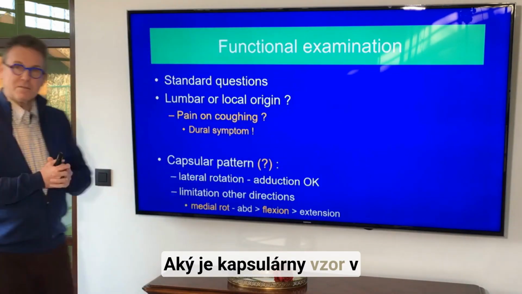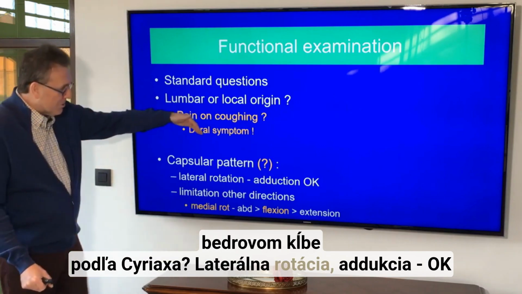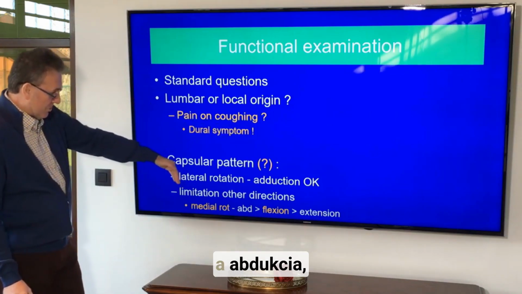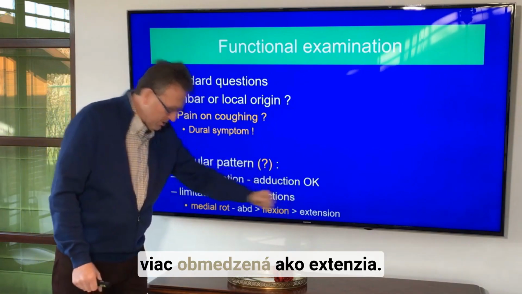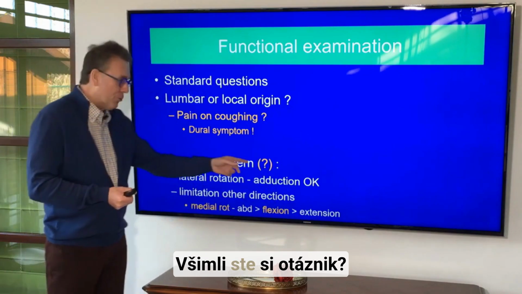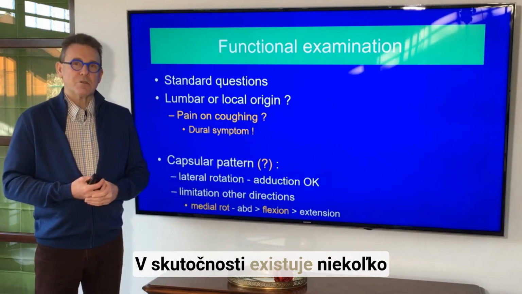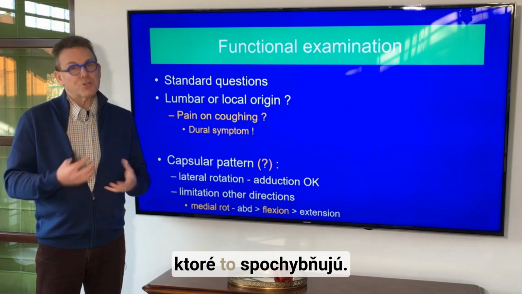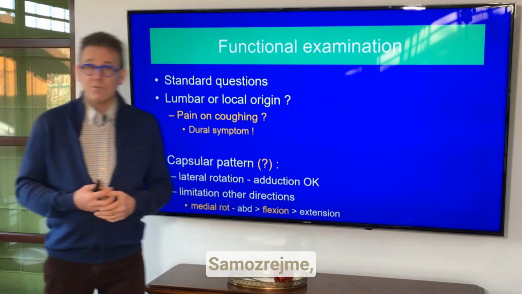What's the capsular pattern in the hip? According to Cyriax, lateral rotation, adduction, okay. And then medial rotation and abduction more limited than flexion, and flexion more limited than extension. You notice the question mark. There are several research papers questioning that. And yeah, everything is evolution, of course.